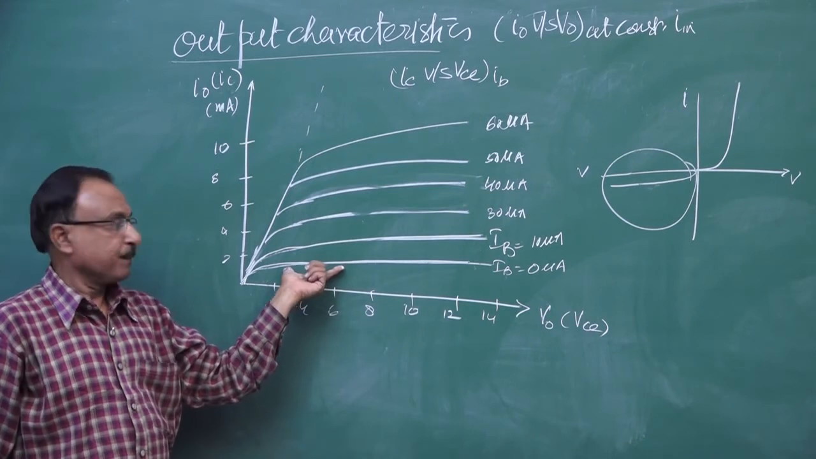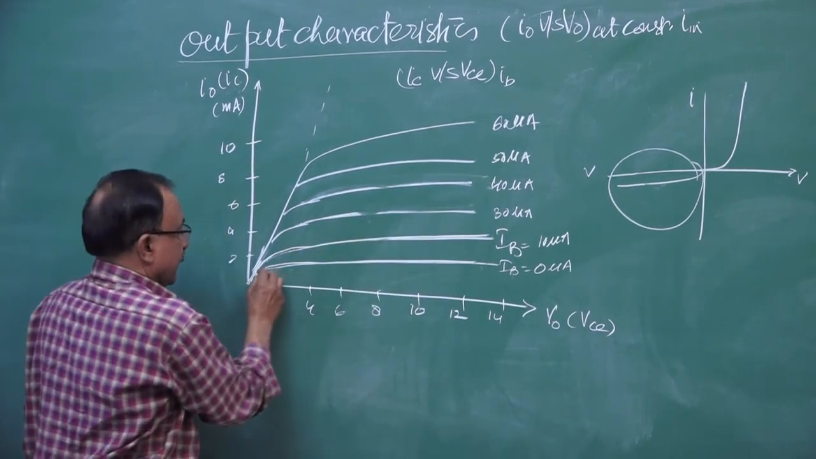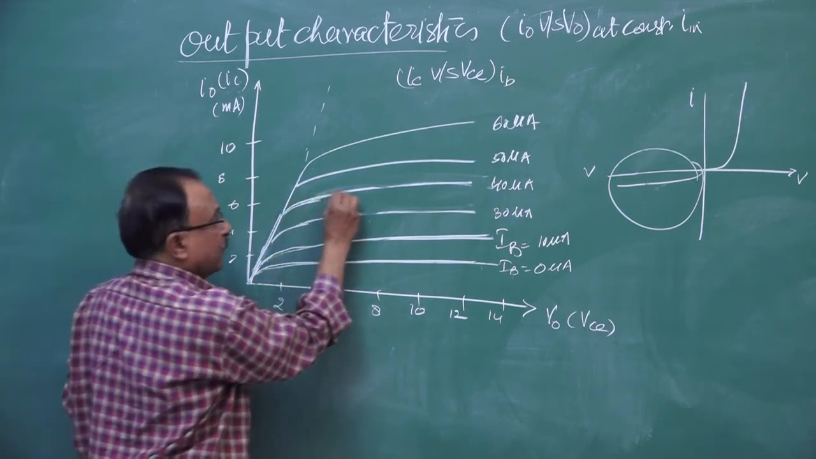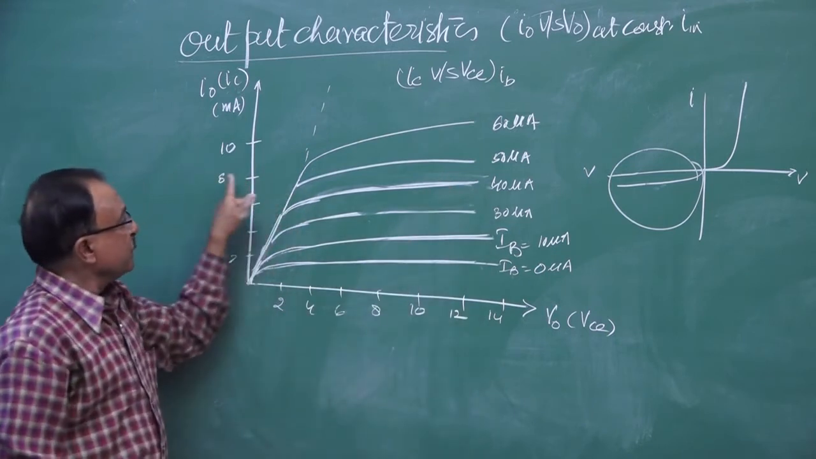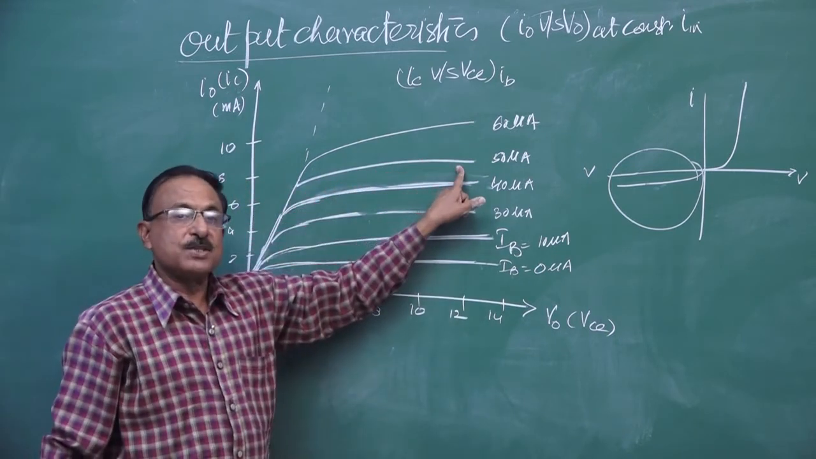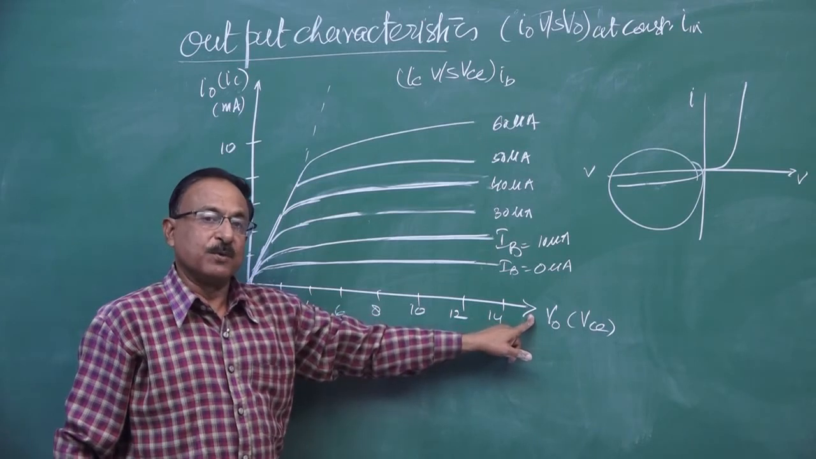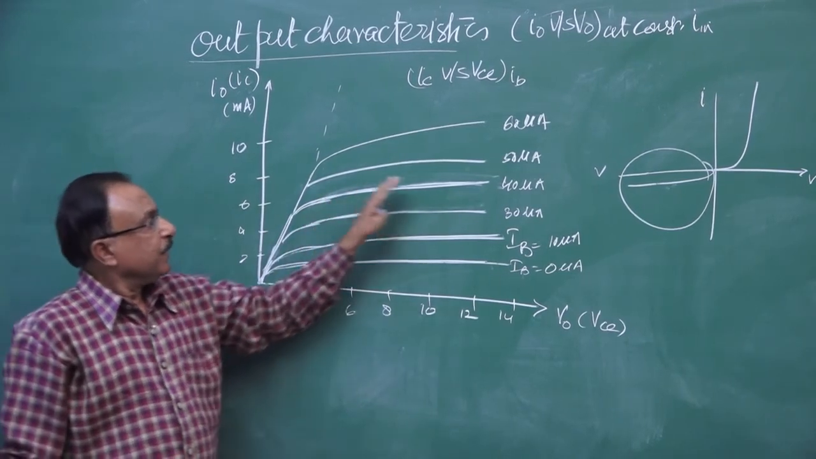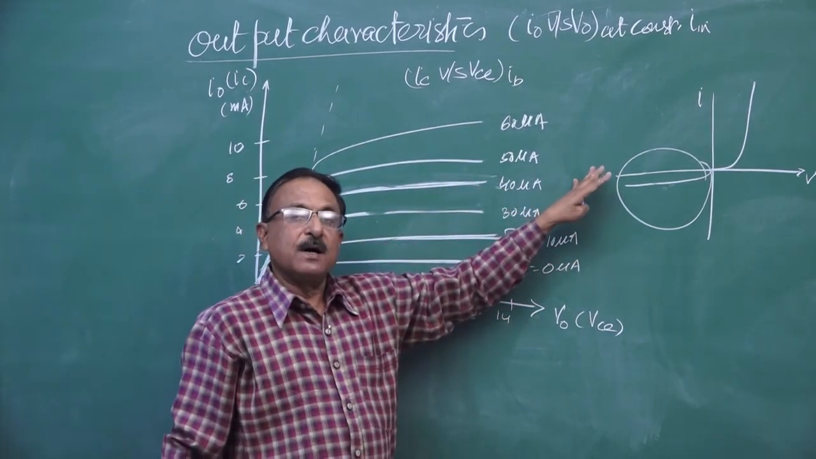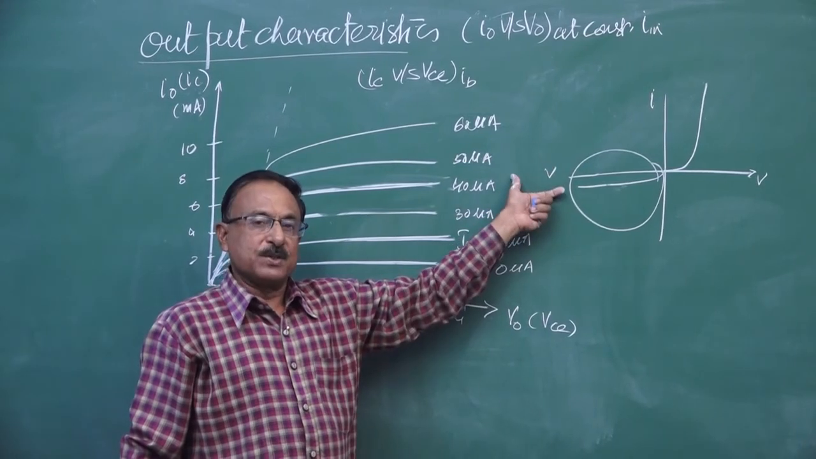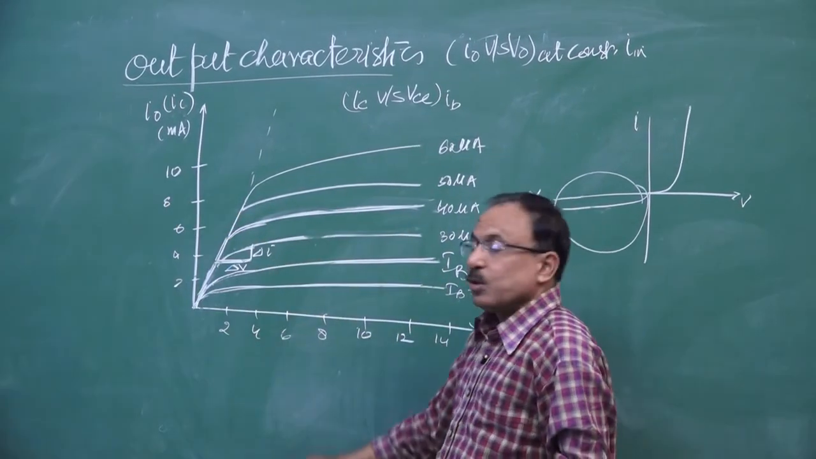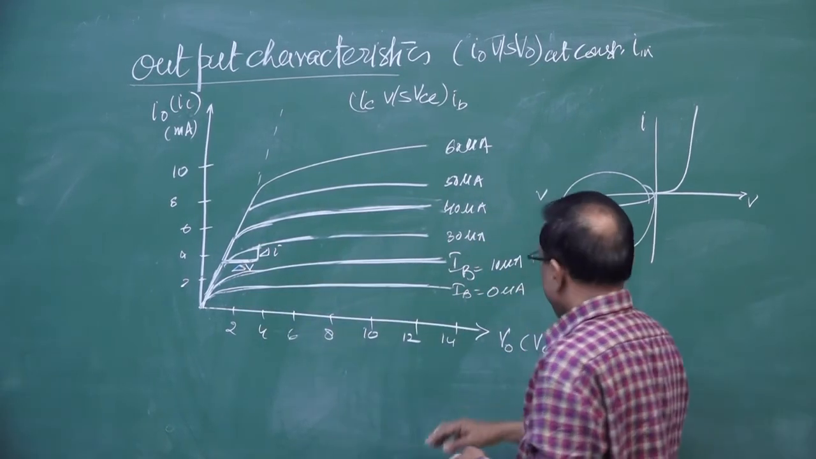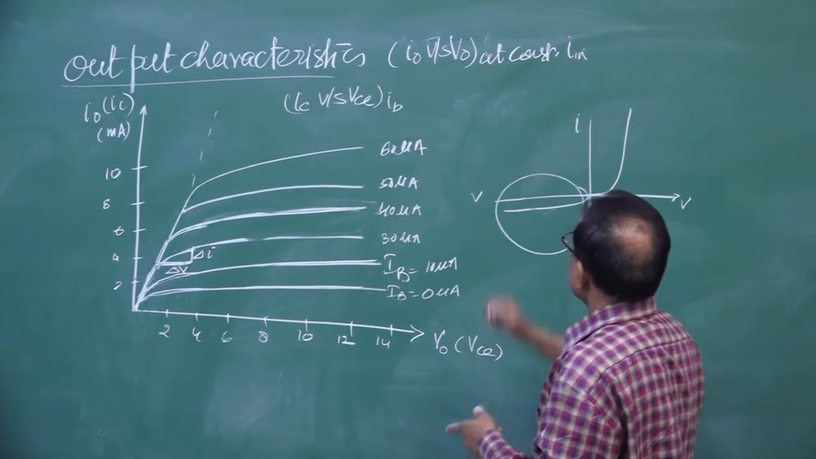If you take 40, it changes initially a little bit, very rapidly, and then becomes almost constant. So what we observe is that it is constant for a bigger change of the output voltage. Initially, it increases with the increase of voltage, right? So this curve is similar to that of the reverse bias of a PN junction. From the slope of this output characteristic, we can get the output resistance.